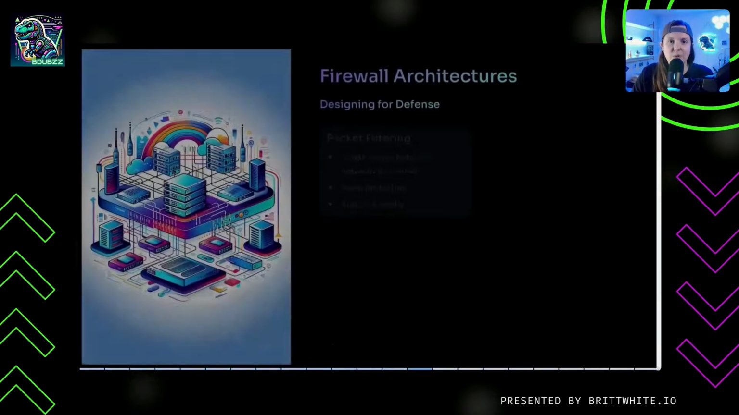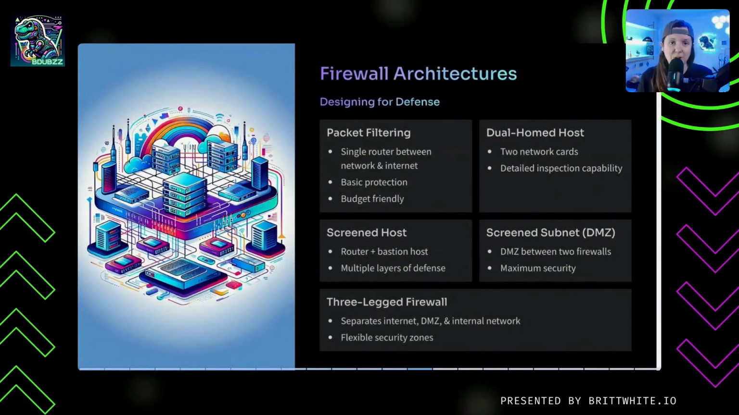Now, how do we actually deploy our firewall defenses? We're going to start with the simplest and move up to more sophisticated setups. First, our packet filtering firewalls. Imagine a single router between your network and the internet. This is quick and budget-friendly, and perfect for small offices, but only offers basic protection. Think of a small medical clinic that just needs to protect patient records.